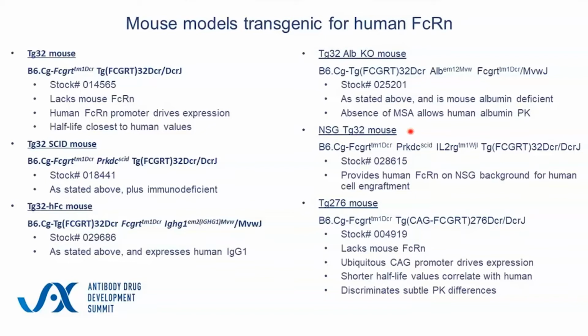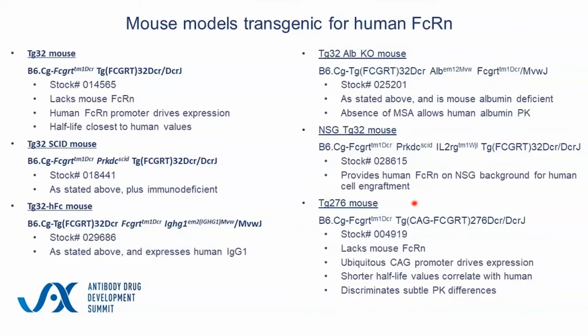And then there's the NSG TG32 mouse. NSG mice provide human FcRn on the NSG background for human cell engraftment. And we'll see some of this presented in the next talk in terms of the use of the NSG model. And I'll share some PK data using this mouse as well.